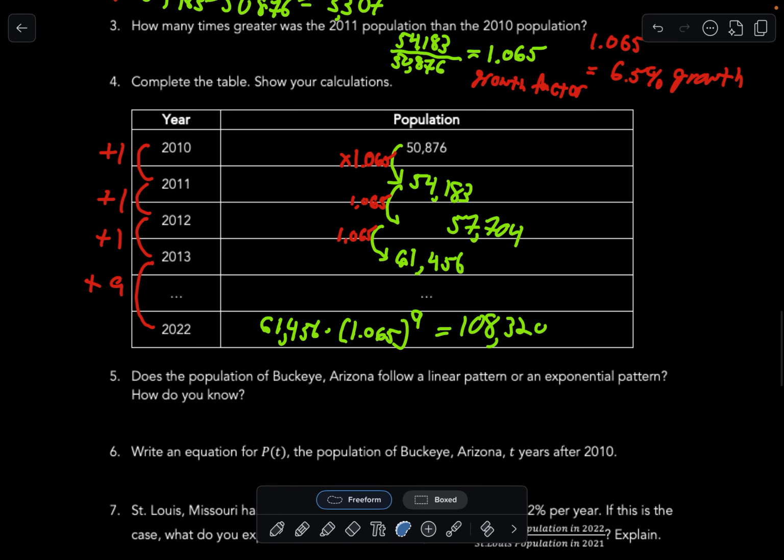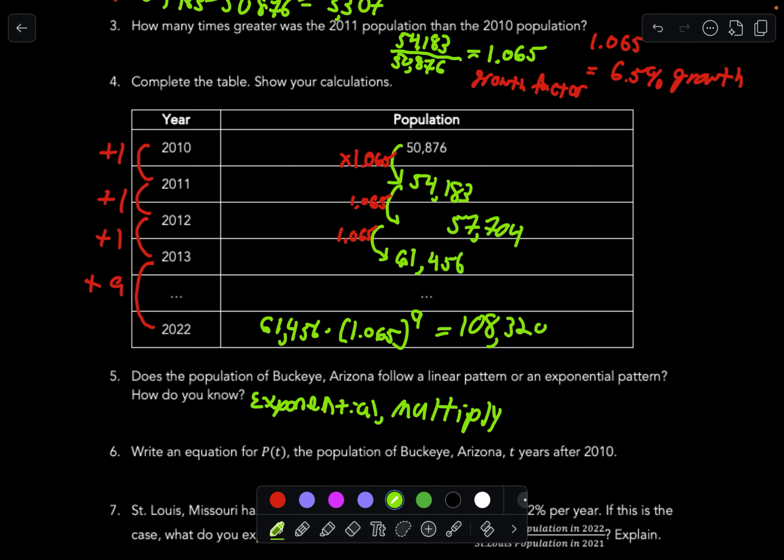So does the population of Buckeye, Arizona follow a linear pattern or an exponential pattern? How do you know? It's definitely exponential, because we are multiplying by a constant term, which we call the common ratio. We're multiplying by 1.065 from year to year.